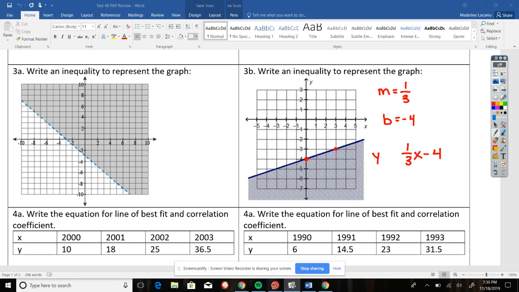And now I need to figure out, is it y is less than or y is greater than? Well, since this is shaded below our line, we know it's y is less than. And since this is a solid line, it has to be equal to. If it was a dotted line, we would not have the equal to. So this inequality represents the graph. So first, find your intercept, find your slope, then figure out if it's less than or greater than. If it's greater than, it's shaded above. Less than, it's shaded below. Dotted line does not have the equal to line. Solid line does have the equal to line.